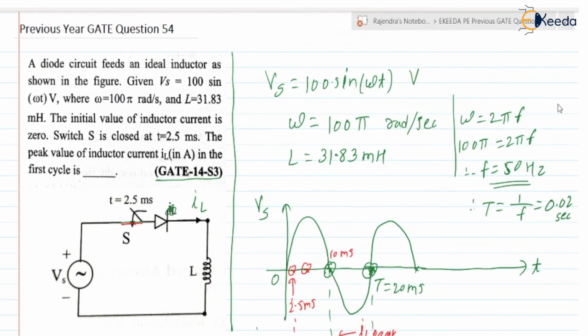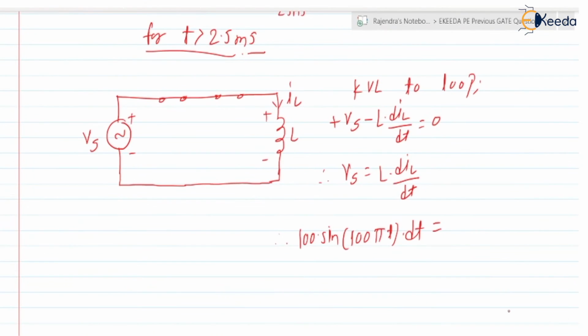is equal to L. The L value is given, it is 31.83 millihenry. So it is 31.83 into 10 to the power minus 3, into dIL. Now if we integrate both these sides, we can write it as integrating both these sides.